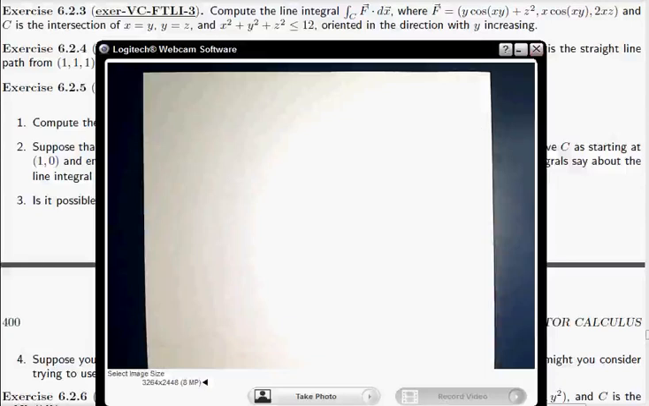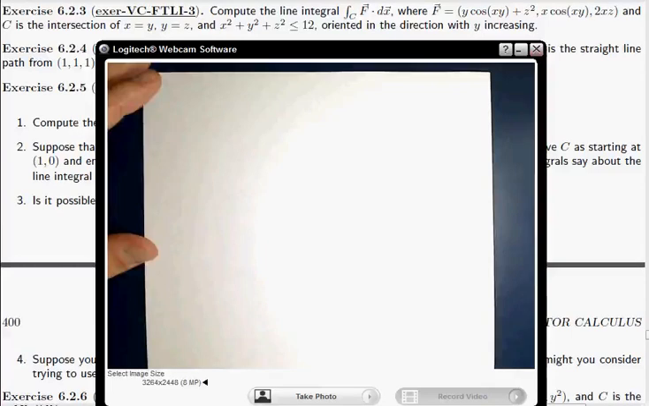Okay, so FTLI 3. The idea here is, obviously, we're going to use the fundamental theorem of line integrals. But the hard part of this problem might well be that I've got to figure out what my curve is. I've got the intersection of these things. So what in the world does this look like?